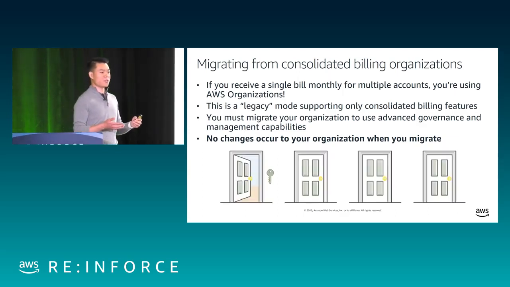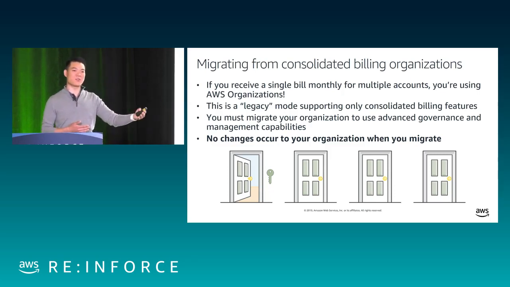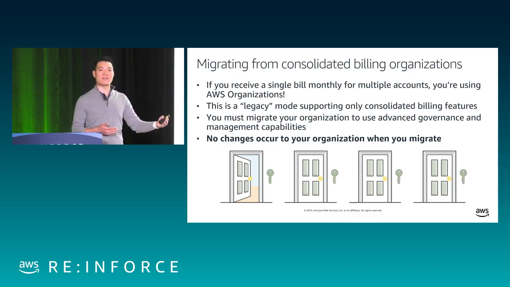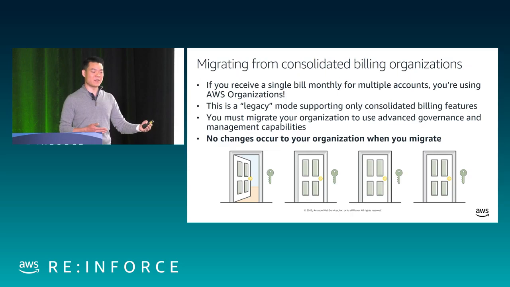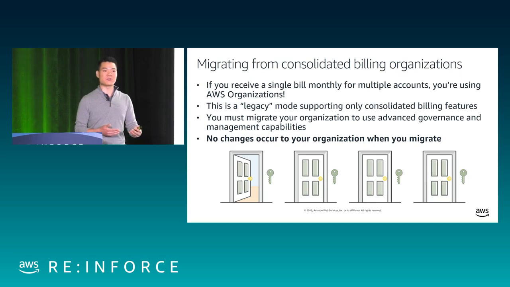Today, with your organization, you're looking down a hallway and there are a set of doors. And today you only have keys to unlock one of the doors and the rest of the doors are currently locked. So when you migrate your organization to all features, all we do is give you a set of keys to allow you to unlock the other functionality available within the service. But you don't have to enable them, and the doors don't automatically open or get enabled until the time in which you choose to do so.